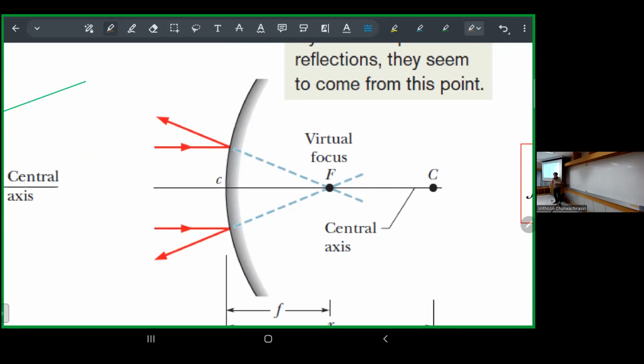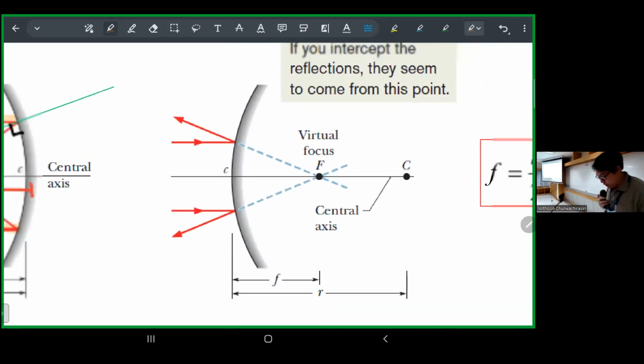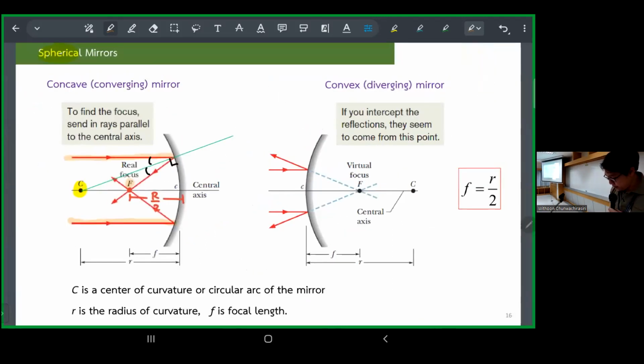So the geometry looks exactly the same. The focal length is still the distance from point F to the center of the mirror, so this is still half the radius. That's why we get this easy connection between the focal length F and the radius of curvature R. It's just half the radius. That's it. All right, very cool, guys.